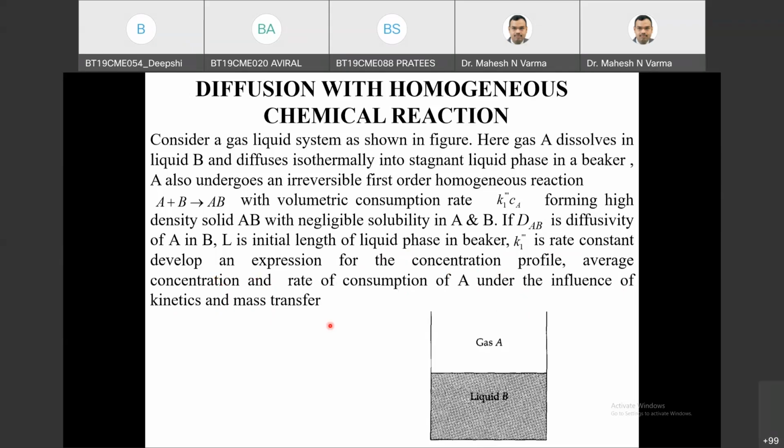Under the influence of kinetics and mass transfer, what will be the concentration profile of A? Here, average concentration and rate of consumption. If I calculate flux, and if flux is constant, you can calculate it at any length, and you can get the value of consumption of A under the influence of kinetics and mass transfer. So this is the problem.